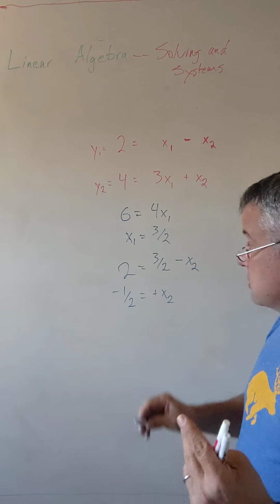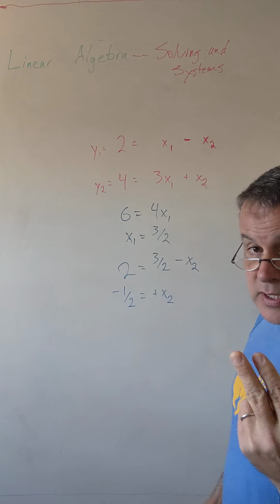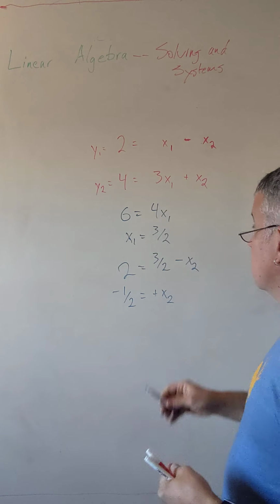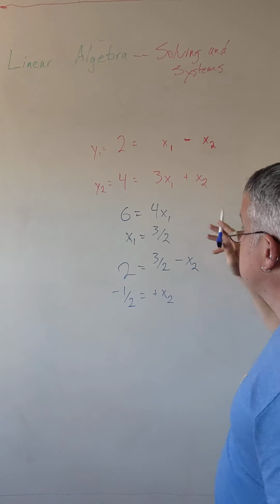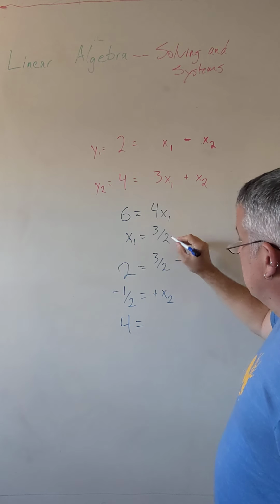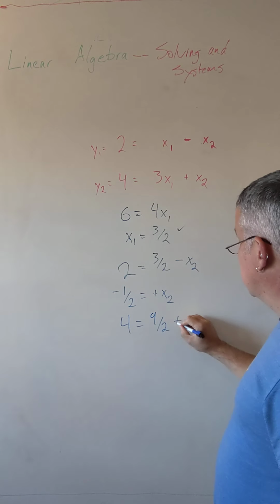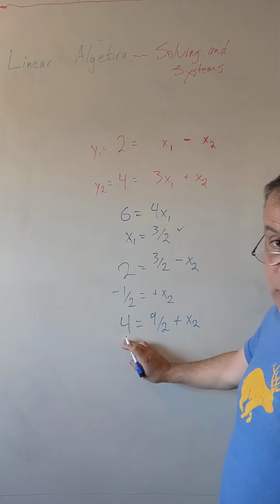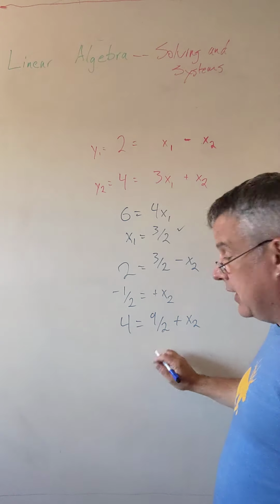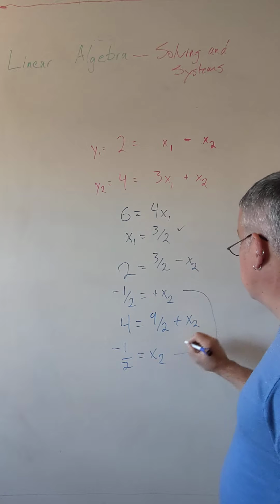I needed two equations, one for each of the unknowns. When I add both of these equations together, they both count as one, and then I can go back and use either of the equations to find the other unknown. Would I get the same answer if I plug in here? Let's check. 4 equals 3x1, but x1, remember, we found was 3/2. So 3 times x1 is 9/2, plus x2. Okay, 4 is 8/2. Minus 9/2 is minus 1/2 equals x2. Same answer from both. Check.